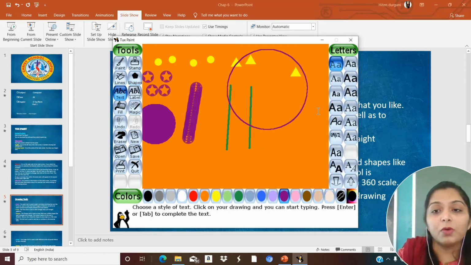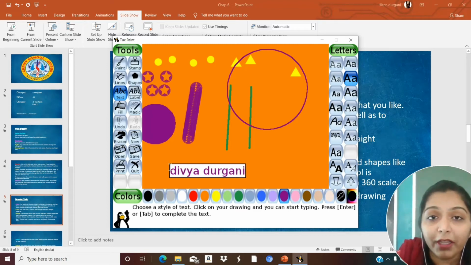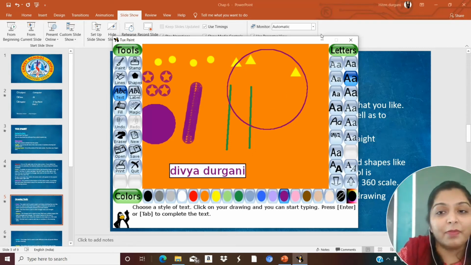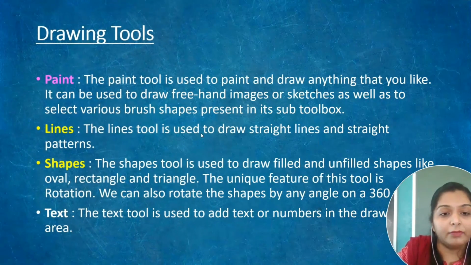Then there is a text option also here. We can choose different fonts. Yes, we can choose different fonts. For suppose now I have here, I will write my name. In the same way you can also write your name. Yes, so much interesting, no? Then moving on to next slide.